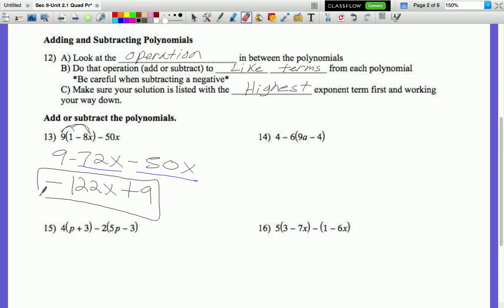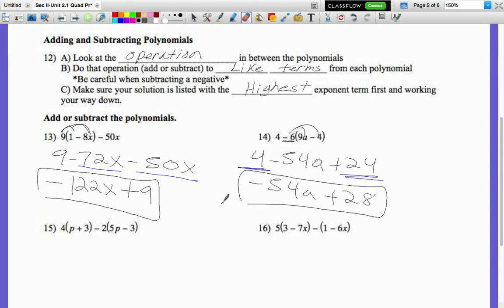So moving on with that example, we have 6. First step, I'm going to multiply this -6 into both. So 4 minus 6 times 9, so minus 54a. -6 times -4 becomes a +24. Combine like terms. The only 2 things that I have alike are the constants. So -54a. Highest variable with the highest exponent goes first. Plus 28.